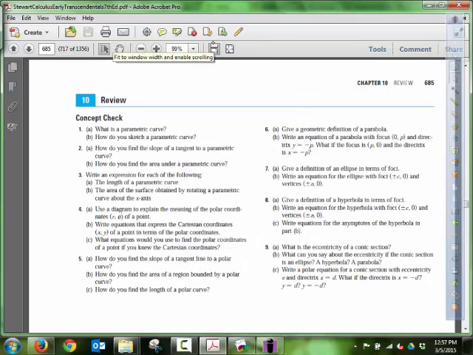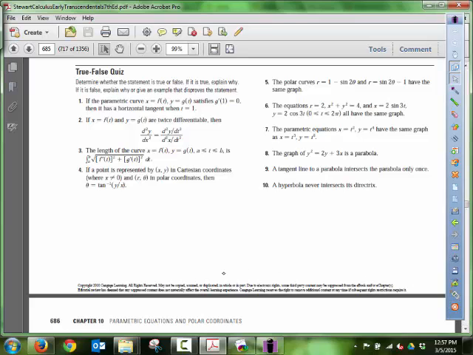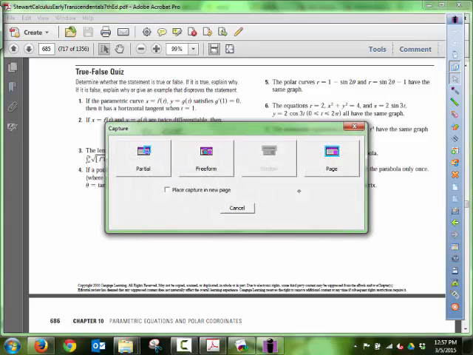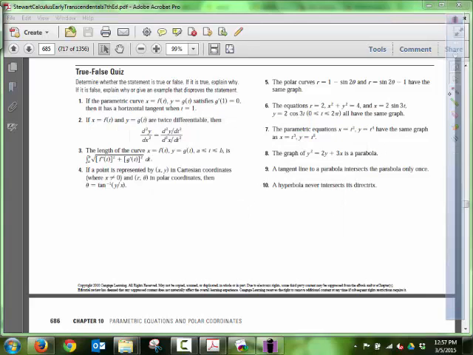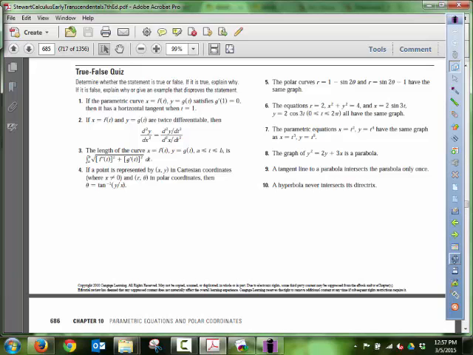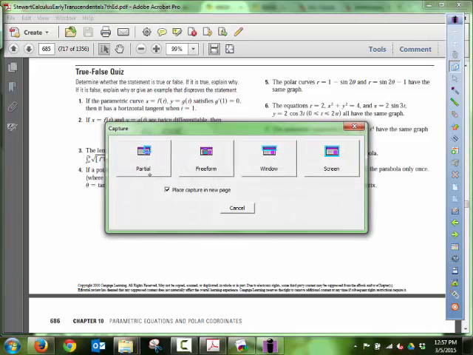Okay, a couple examples, true, false, and then some conic sections. What should we pick? Oh, that's concept check. All right, let's start off with maybe just a handful of true, false questions.